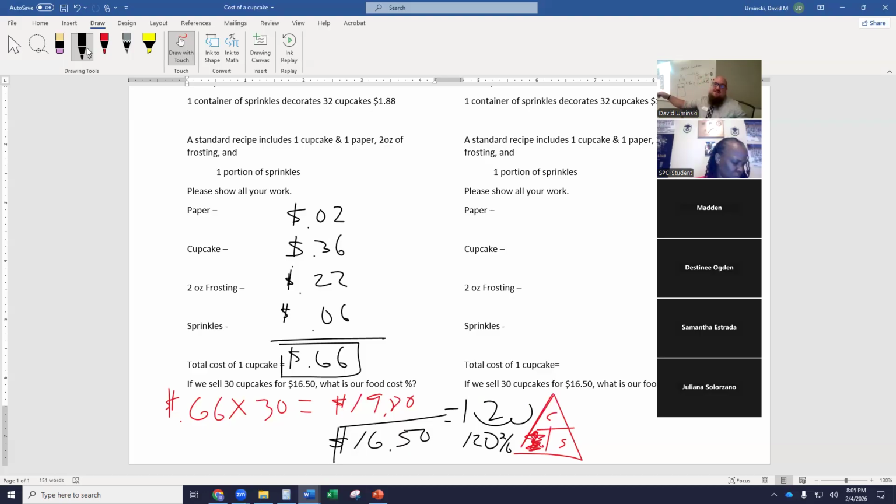These cupcakes, they're actually $16 and I think 40 something cents for 30 cupcakes. I get them at Sam's. Okay. They're actually a pretty decent cupcake. And I don't know how much it costs Sam's to make them.